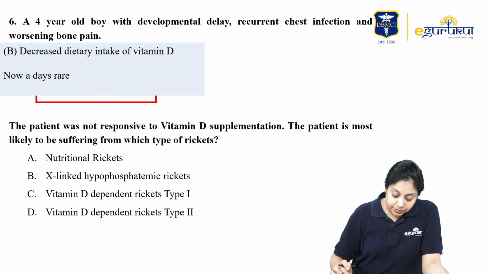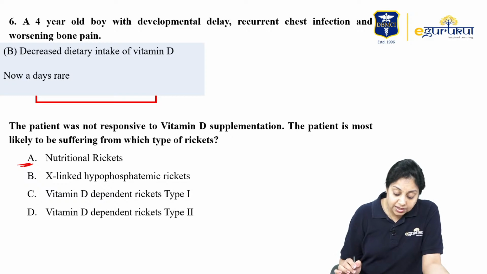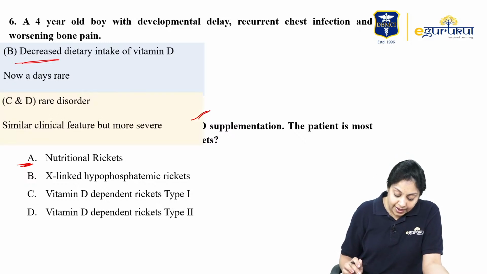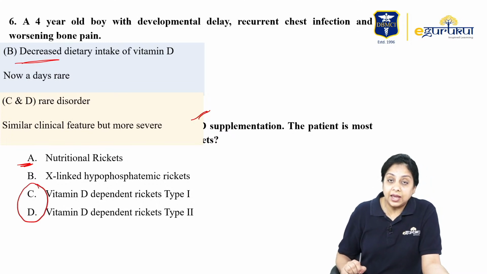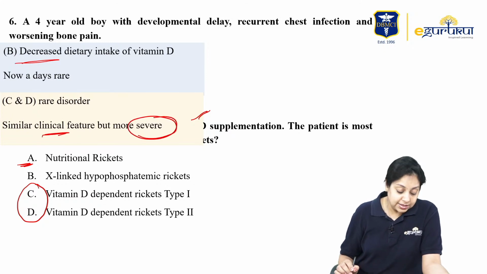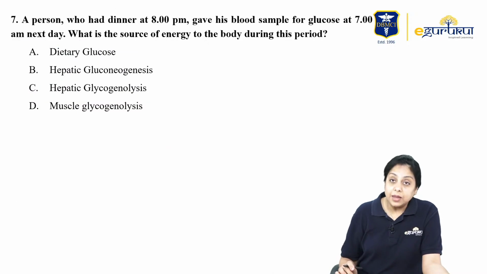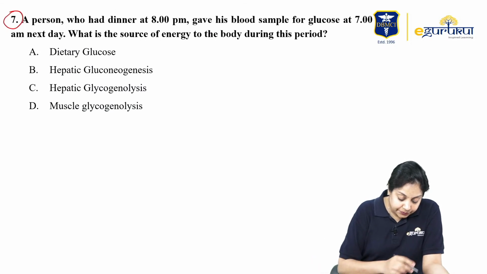Okay, so the nutritional rickets, choice A, is majorly because of decreased dietary intake. So they should respond to vitamin D. That is why this is not the choice, right? And choice C and D, that is vitamin D dependent rickets type 1 and type 2. The clinical features are almost the same, but more severe, and that is a rare disorder, right? So the correct choice for us is B, that is X-linked hypophosphatemic rickets.